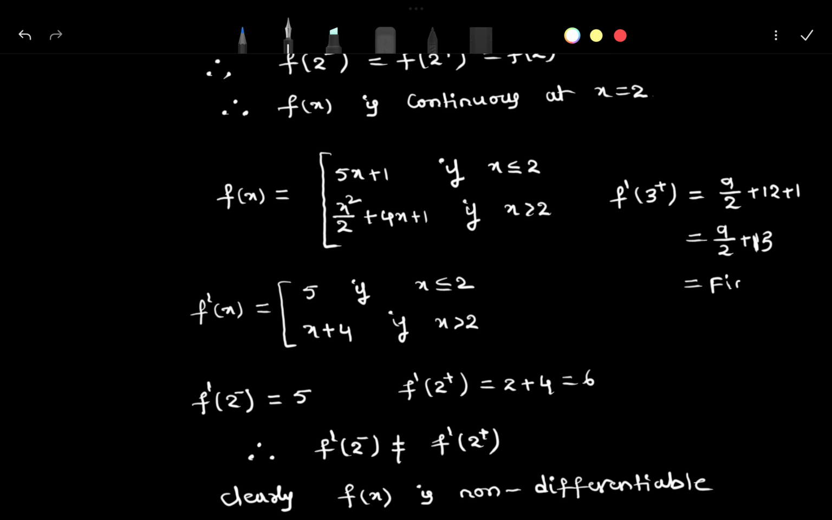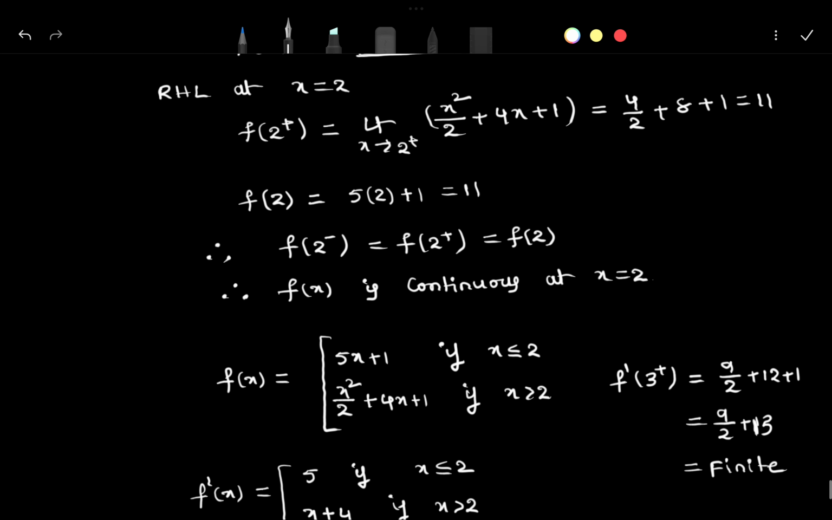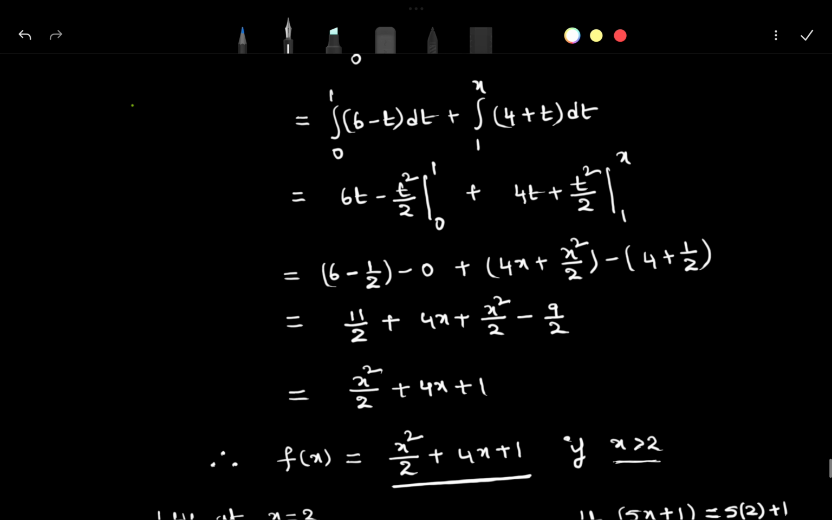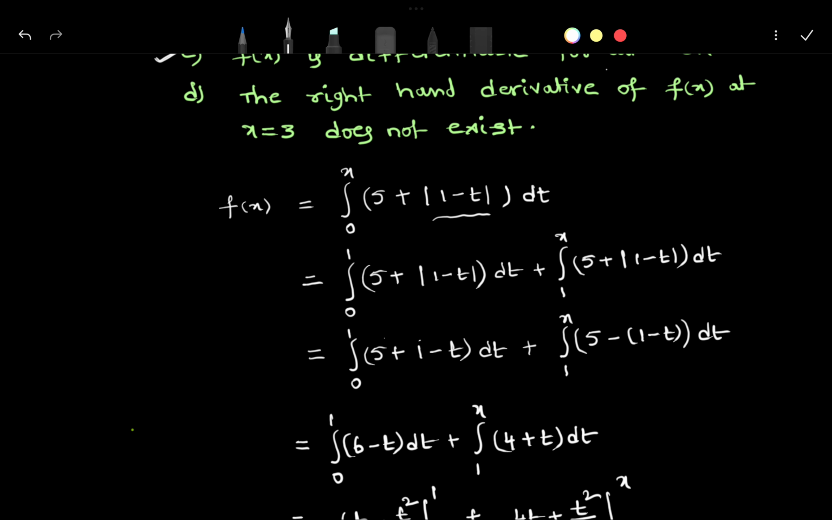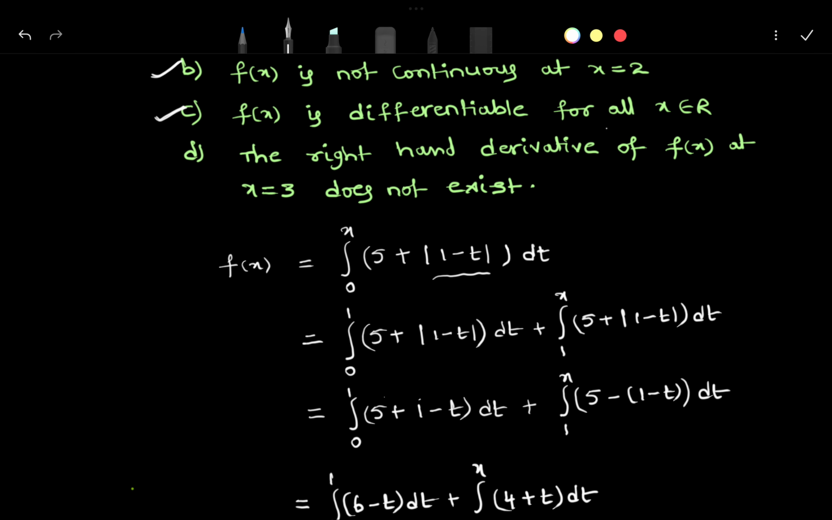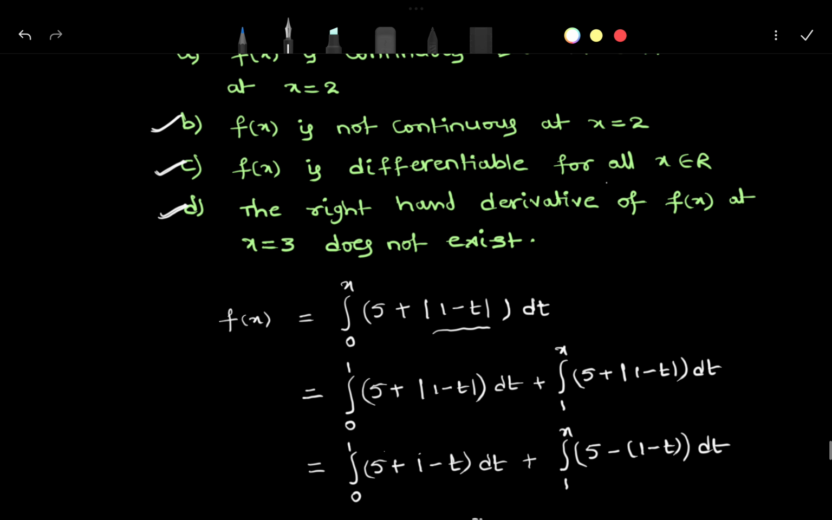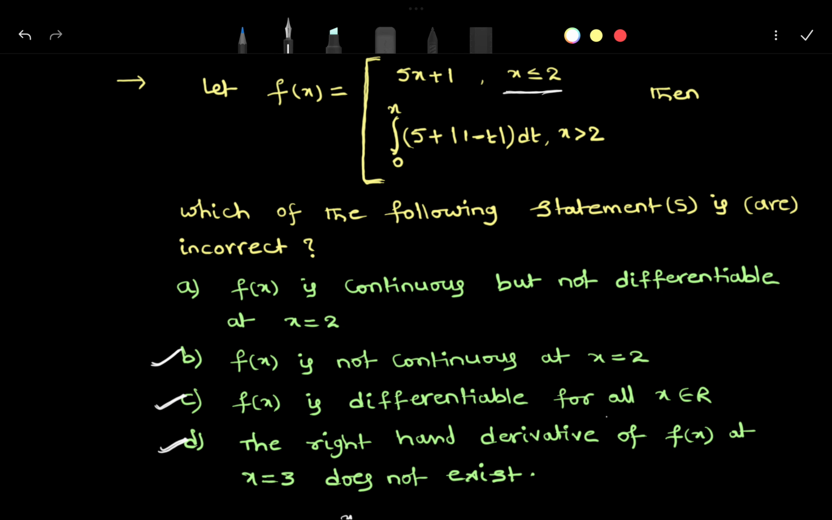So obviously what is the conclusion? The right hand derivative at x equals 3 will exist, but here it is given in the options as does not exist. So this is the wrong statement. So your answer, D, is also the right answer. So what are the final conclusions? For this function f of x, which of the following statements are incorrect? Option B is an incorrect statement, option C is also an incorrect statement, option D is also an incorrect statement.